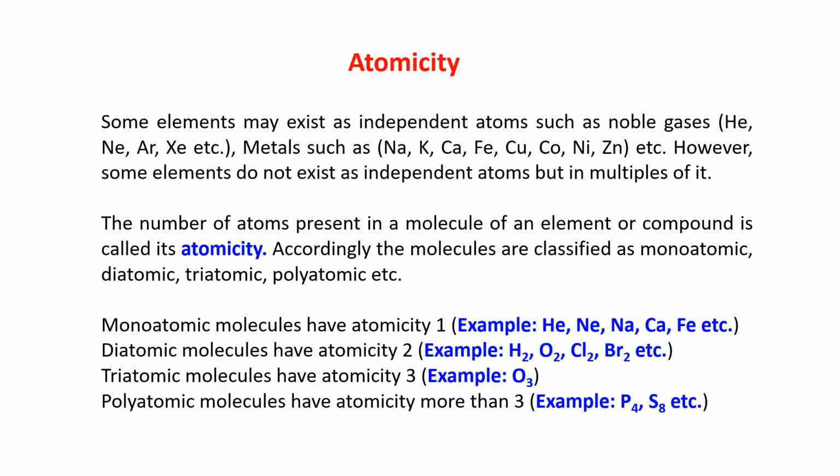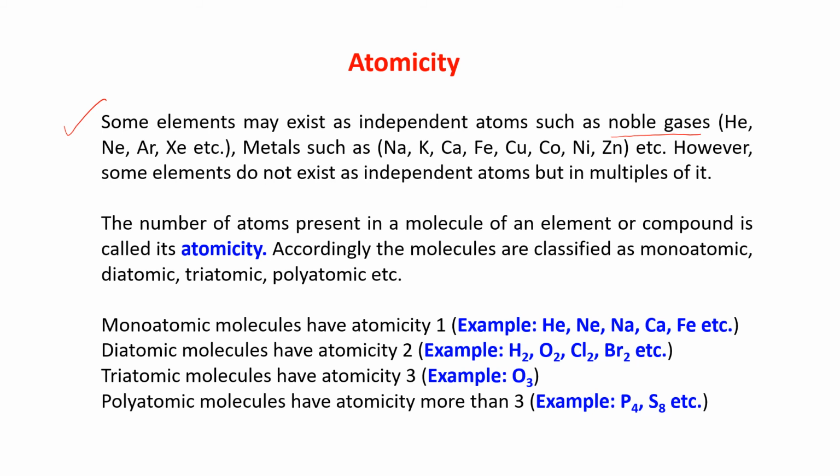Now from here, we will come to the concept of atomicity. What is atomicity? See the first point. Some elements may exist as independent atoms. They can move alone. They have their own existence as independent atoms, such as noble gases: helium, neon, argon, krypton, xenon and radon.